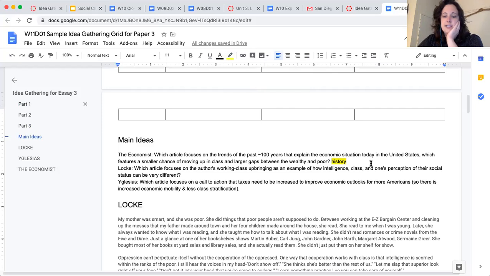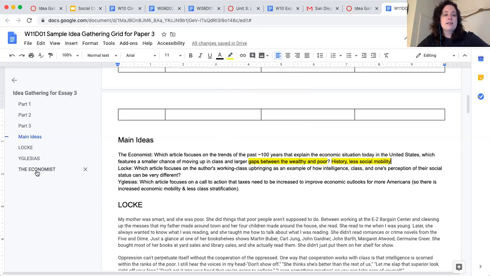So let's see. History, I think I'm going to say gaps between the wealthy and the poor are an important part. Less social mobility. So that's kind of what we're seeing here. Those are some of the keywords that jump out to me here.